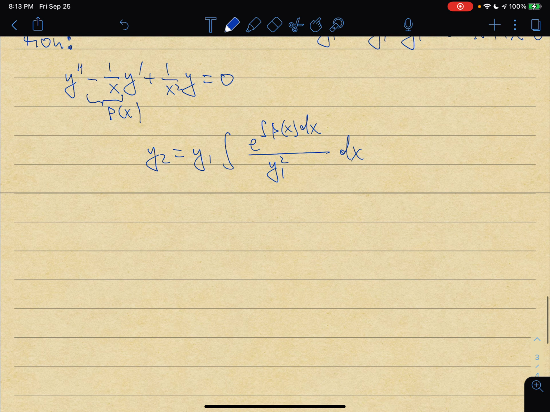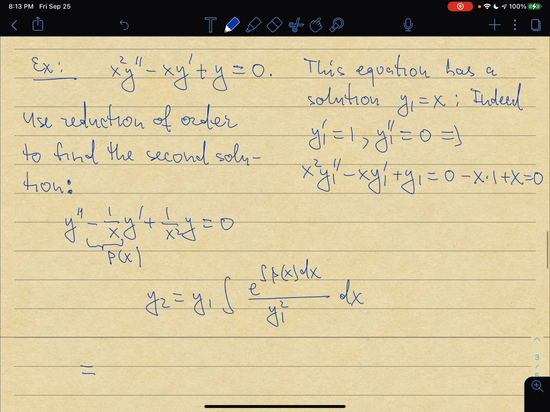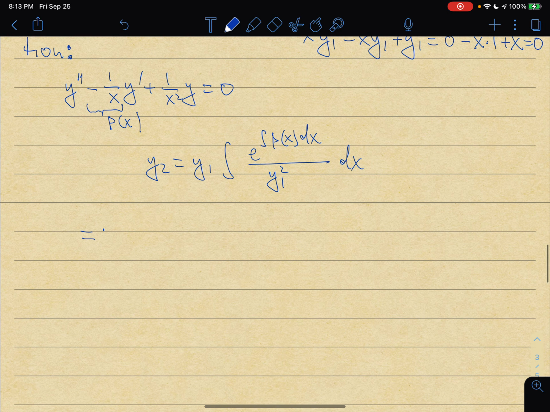And now we can substitute what we know into this formula. So y1 is x, right? Times the integral e to the power integral of p. So p is minus 1 over x, so minus integral 1 over x dx. And then y1 is x, so in the denominator I'll have x squared dx.